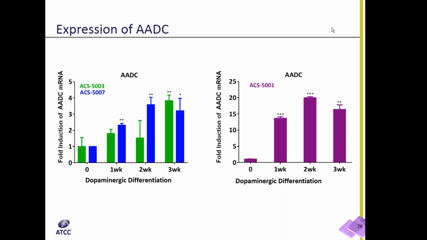Finally, we looked at expression of AADC, or aromatic L-amino acid decarboxylase, which is an enzyme that converts L-DOPA into dopamine. We saw that this enzyme also significantly increased in a time-dependent manner in normal and Parkinson's disease NPCs during neuronal differentiation.